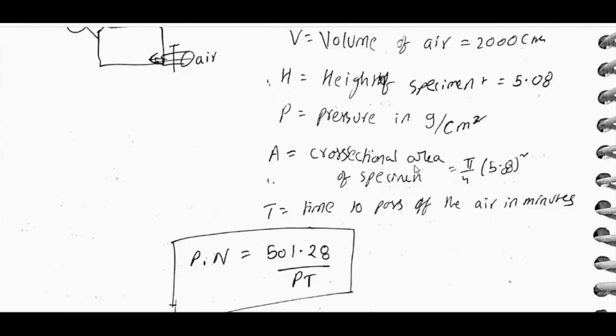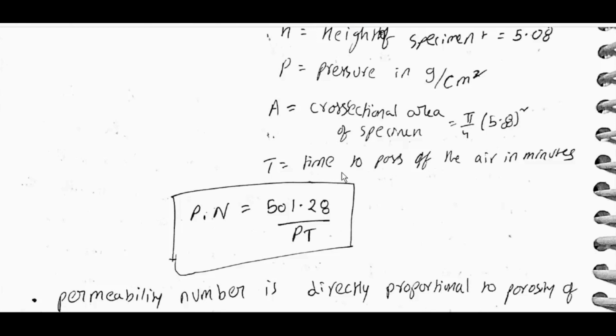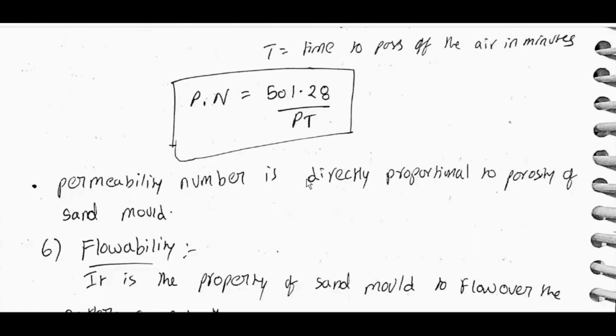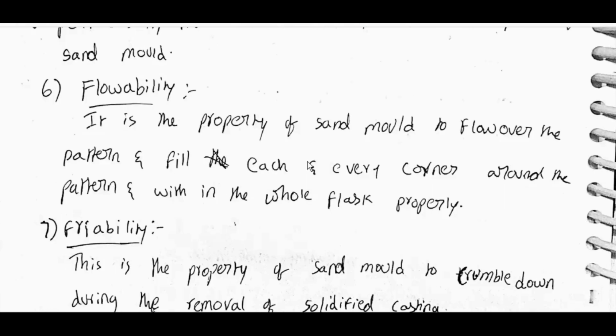A is equal to cross sectional area of the specimen, which is pi by 4 into 5.08 whole square. T is equal to time taken to pass the air in minutes. Permeability number is equal to 501.28 by PT. Permeability number is directly proportional to porosity of the sand mold.